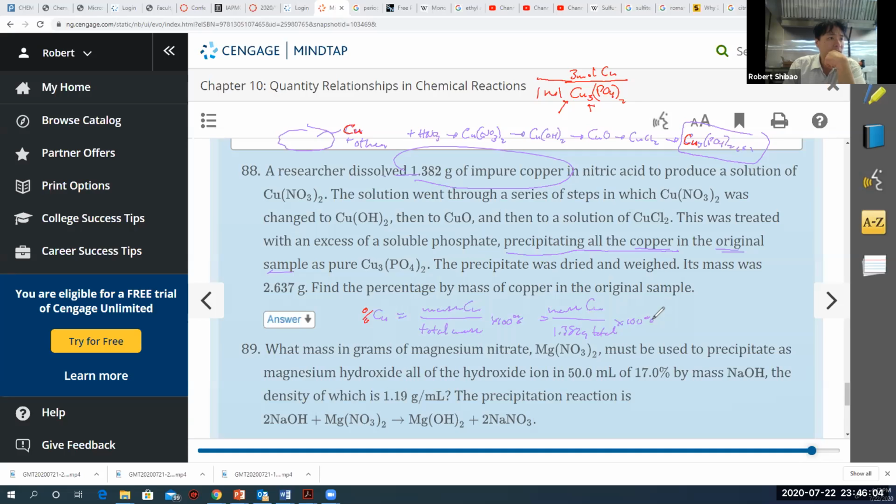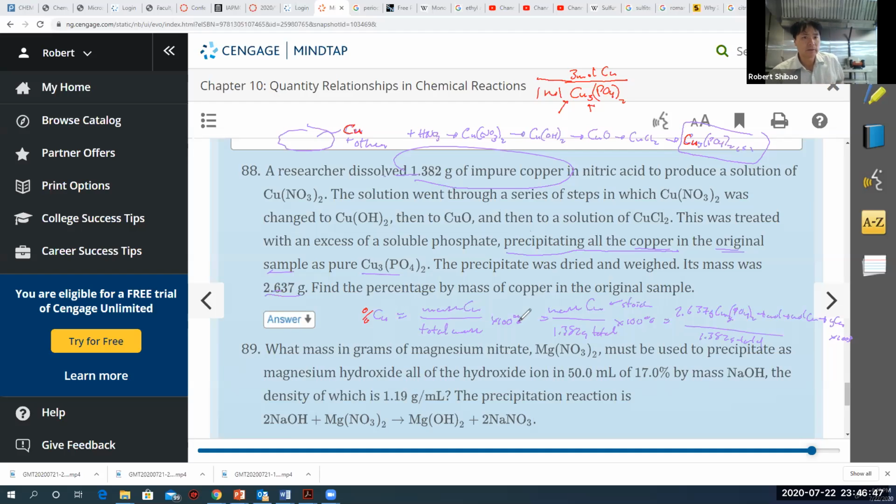Now the mass of copper we're going to get from stoichiometry. And so that's going to be from grams of copper 2 phosphate. We have this many grams of copper 2 phosphate, and so we'll go from 2.637 grams of Cu3(PO4)2. And then we'll go to moles, and then to moles of copper and to grams of copper. And divide that by the total times 100%. And that should give it to us.